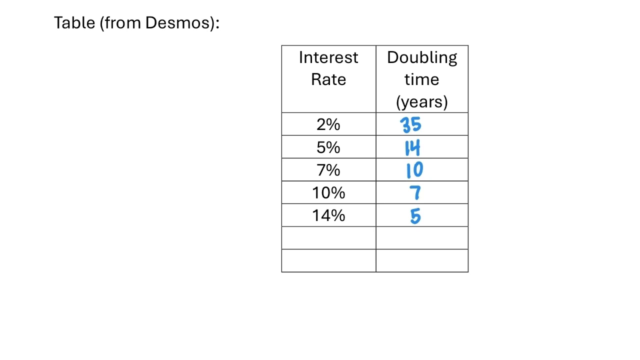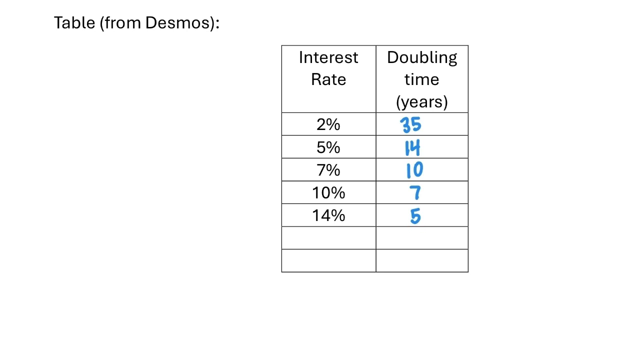Now, based on that graph in Desmos, we can make a little table. So notice in the table I have the interest rate in the left column and the doubling time in years in the right column. And we're going to approximate to the nearest year. But remember, at 2% interest, it took about 35 years for the money to double. With 5% interest, it took about 14 years to double. 7% took about 10 years. 10% it took about 7 years. And I didn't do it, but at 14% it would take about 5 years to double.